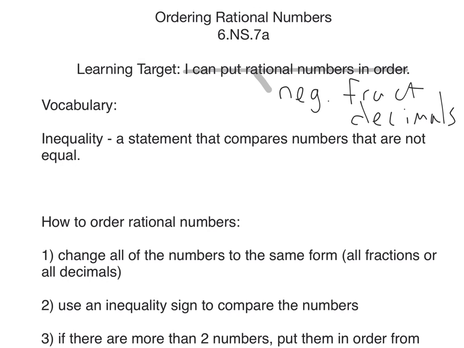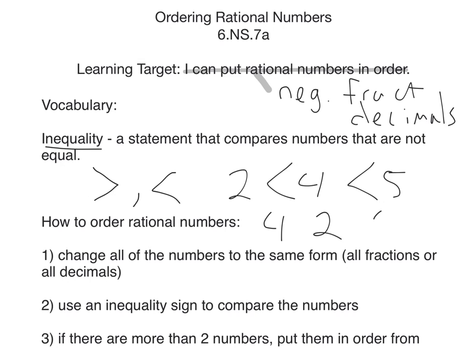Okay, so your vocabulary word today is inequality. It's a statement that compares numbers that are not equal. So you're going to use inequality symbols like greater than or less than. You're actually going to put three numbers in a row in order, and when you do, you're going to have to have them in order so that the alligator is always eating the bigger number. So this says 2 is less than 4, which is less than 5. You always want it written that way, not 4, 2, 5.